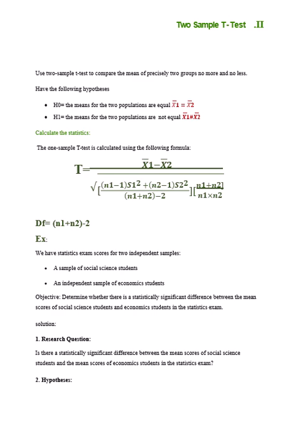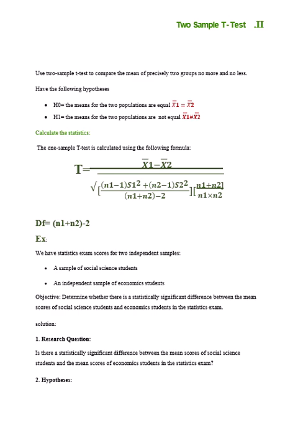Example. We have statistics exam scores for 2 independent samples. A sample of social science students. An independent sample of economics students. Objective. Determine whether there is a statistically significant difference between the mean scores of social science students and economics students in the statistics exam. Solution. Research question. Is there a statistically significant difference between the mean scores of social science students and the mean scores of economics students in the statistics exam?